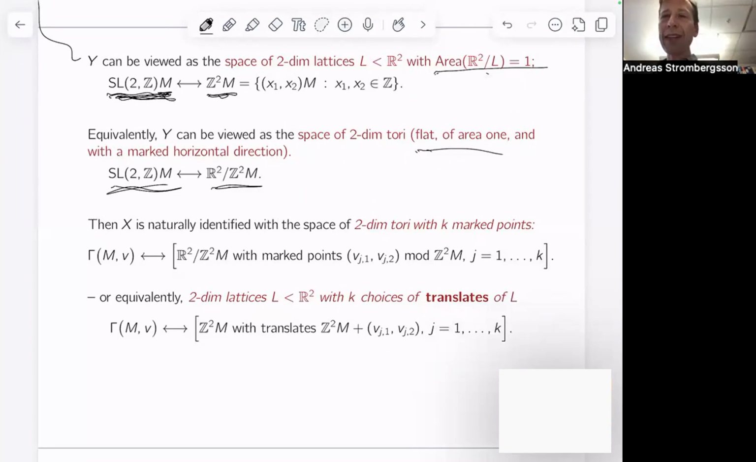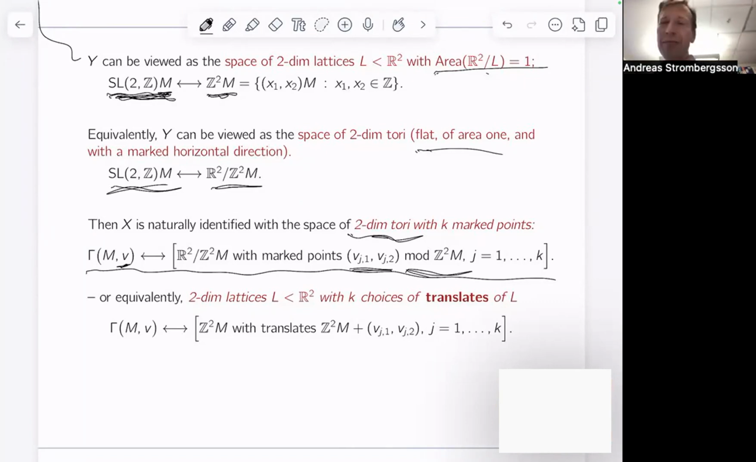And then, now X, in this way, it's natural to identify the space X with the space of two-dimensional tori with K marked points inside the torus. So that's what the fiber stands for. It stands for marking K points inside the torus. And here's the correspondence: here this V is a K by 2 matrix, and every row gives a two-dimensional vector in R2 that tells the marked point inside the torus.